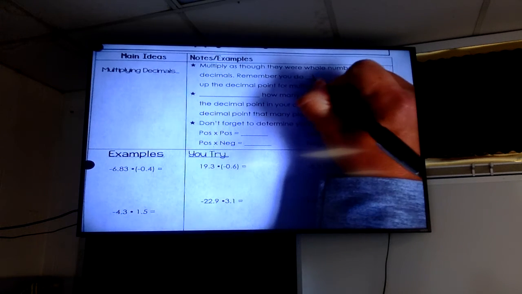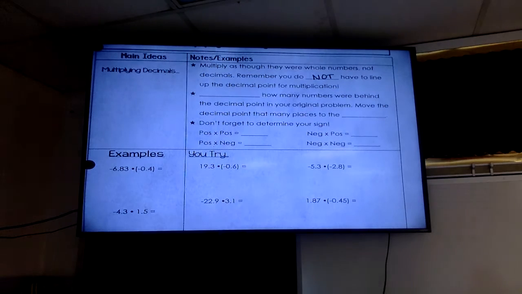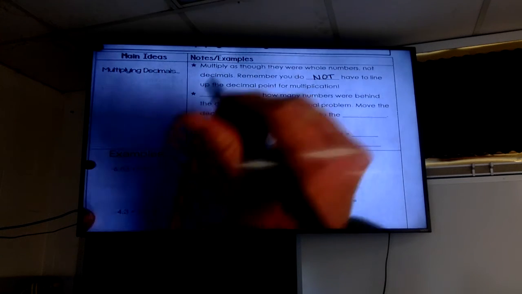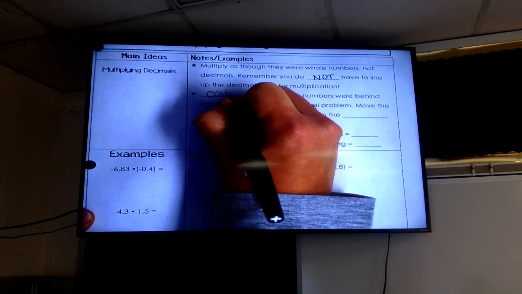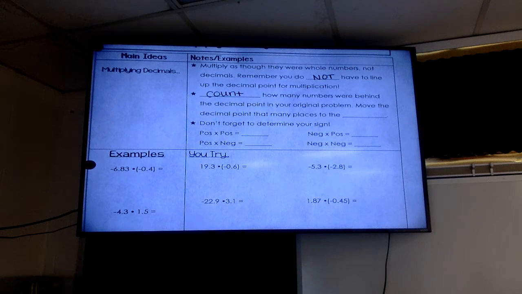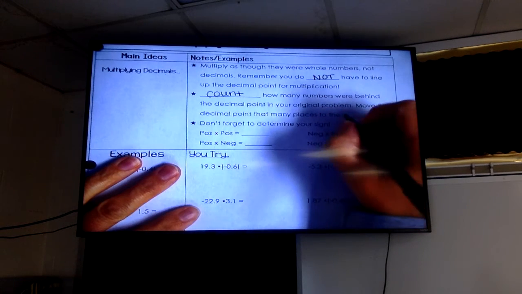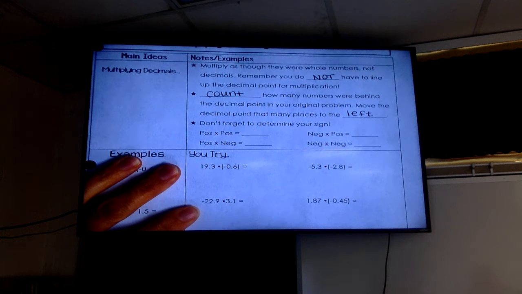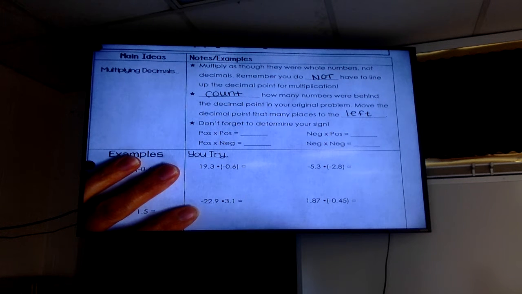Remember, you do not have to line up the decimal point for multiplication. We only line up the decimal point for adding and subtracting. The next thing I would do is count how many numbers were behind the decimal point in your original problem. Move the decimal point that many places to the left in your answer. And then don't forget to determine your sign.